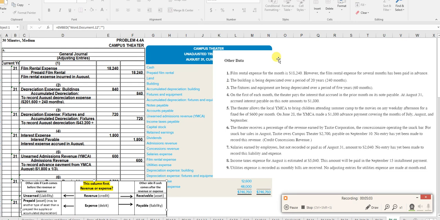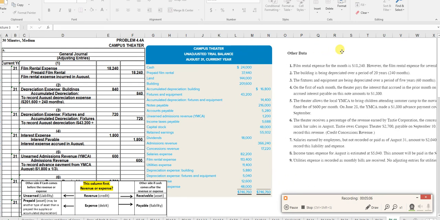So now my question is how much? So I look in the building account and I have 201,600. And it says it's being depreciated over 20 years, so I divide it by 20. So that's 10,800 a year, but I'm doing it monthly, so I'm going to divide it by 12, and so I have 840. So I'm going to debit depreciation expense, credit accumulated depreciation for 840.